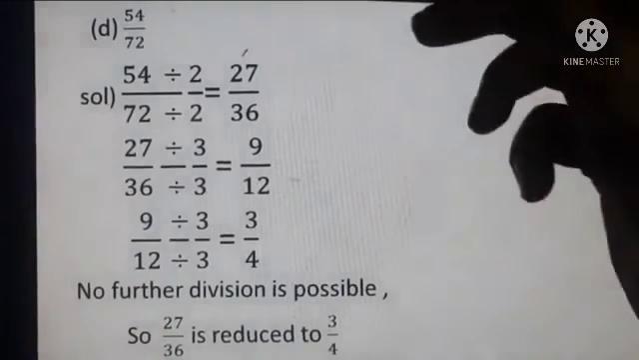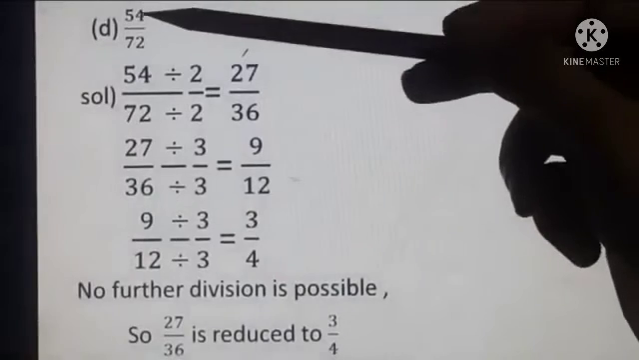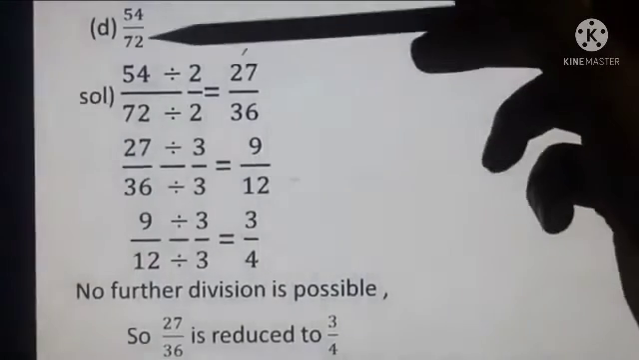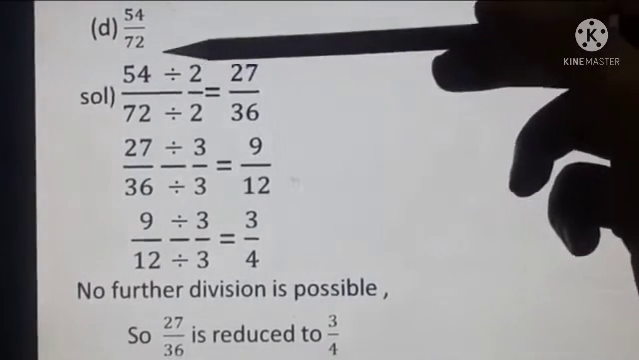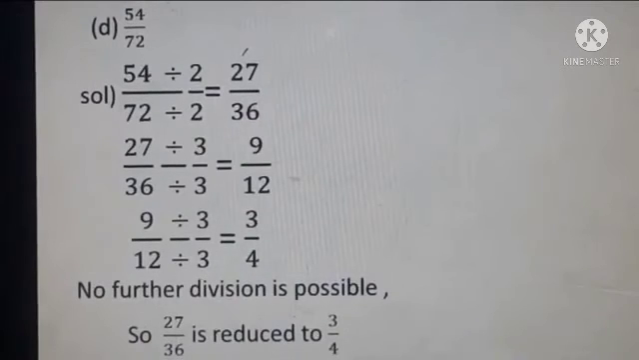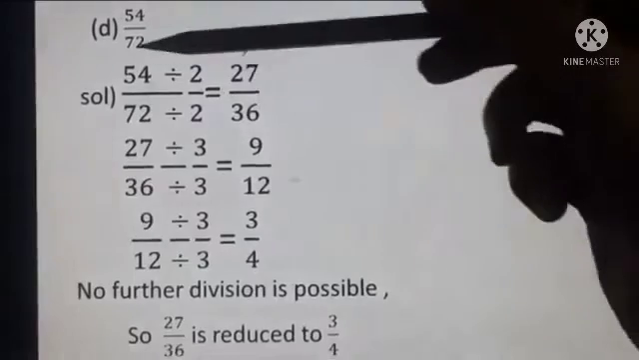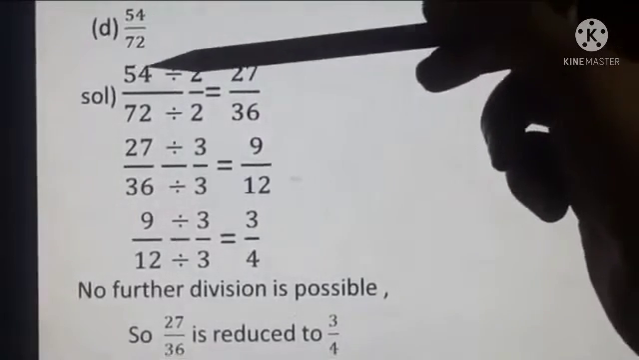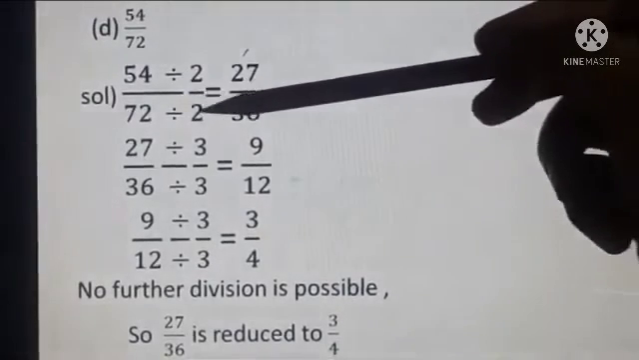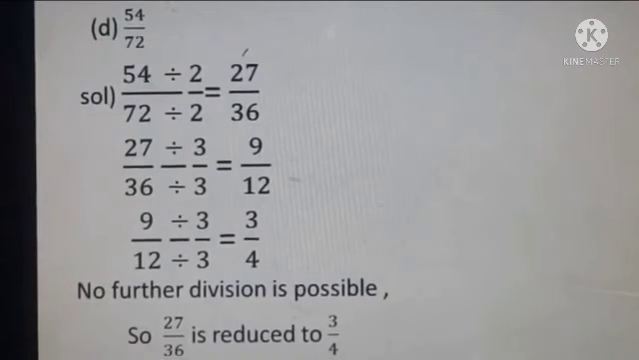See this D part. 54 upon 72. Clearly visible by looking at the numerator and denominator that both are even numbers. So we can divide this with 2. So we have started dividing it with 2 because we have to change it into lowest form. So 54 divided by 2, 72 divided by 2. When you divide 54 by 2, 2 2s are 4, 2 7s are 14, so it is 27. 72 divided by 2, 2 3s are 6, then 2 6s are 12. So it is converted now to 27 upon 36.